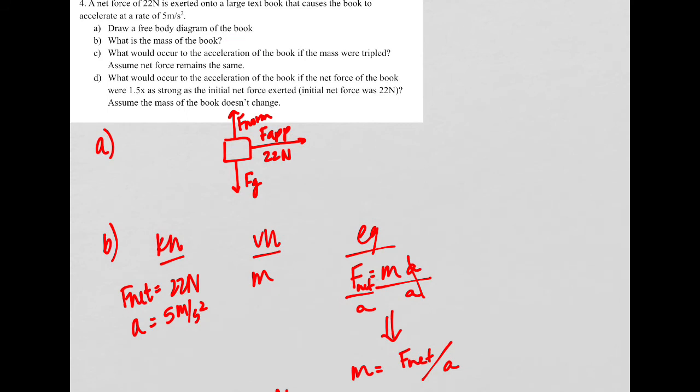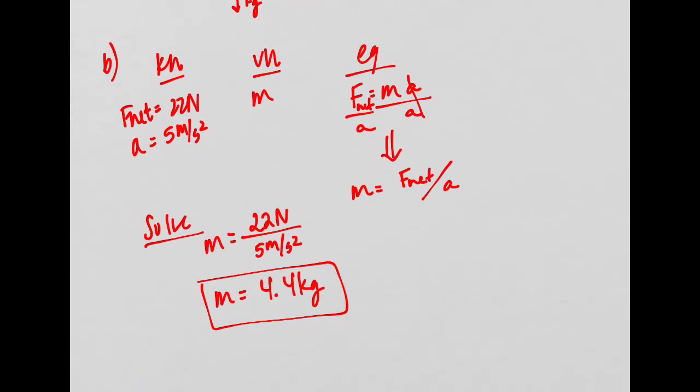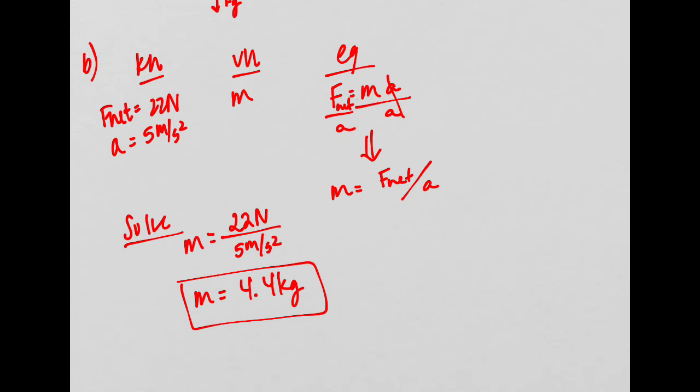And then part C says, what would occur to the acceleration of the book if the mass were tripled? And we assume the net force stays the same. So now, instead of having this 22 newton force applied to the 4.4 kilogram mass, we're going to have a 3 times 22, which would be a 66 newton force applied to this same mass.